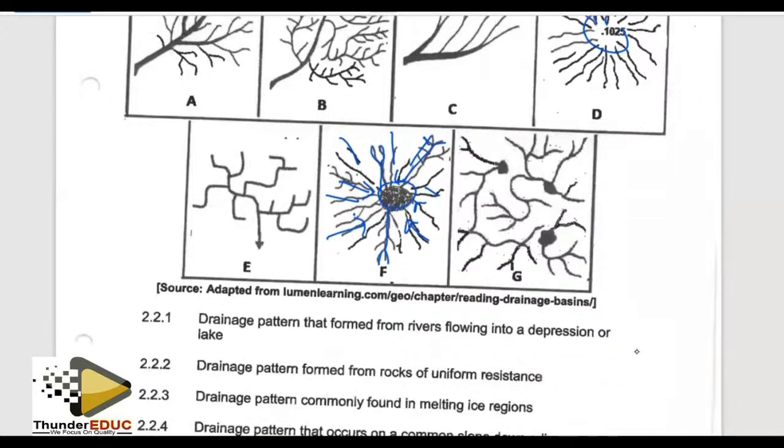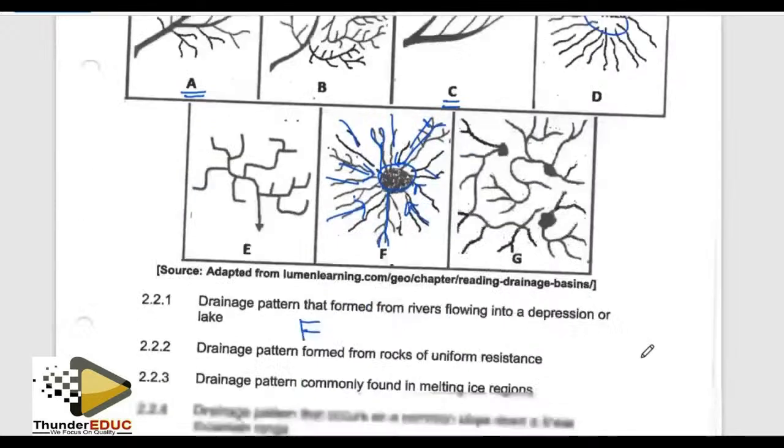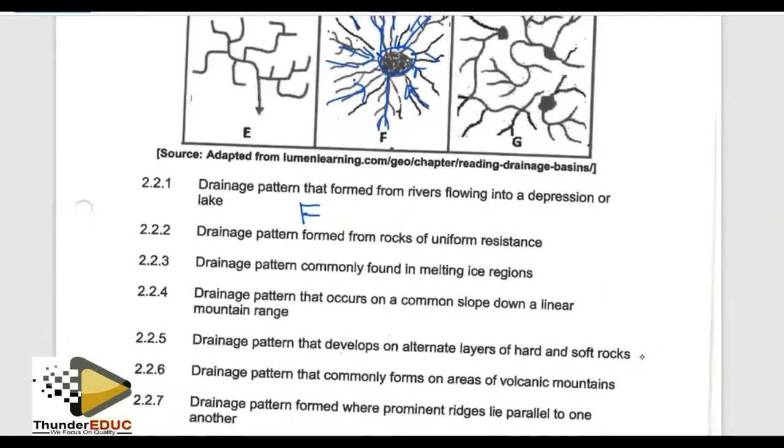That's why 2.2.1 will be F. A drainage pattern formed from rocks of uniform resistance. We know that's going to be dendritic, which could be typical of A, because it looks like dendritic. I think it's not dendritic. Take A, as well take C. But the most appropriate one will be A.